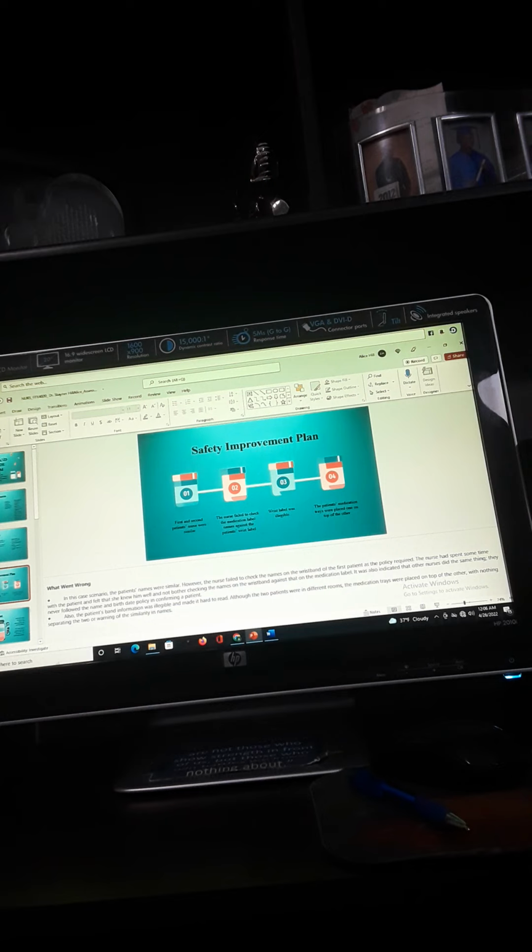It was also indicated that other nurses did the same thing. They never followed the name and birth date policy in confirming a patient. Also, the patient's band information was illegible and made it hard to read. Although the two patients were in different rooms, the medication trays were placed on top of each other with nothing separating the two or warning of the similarity in names.